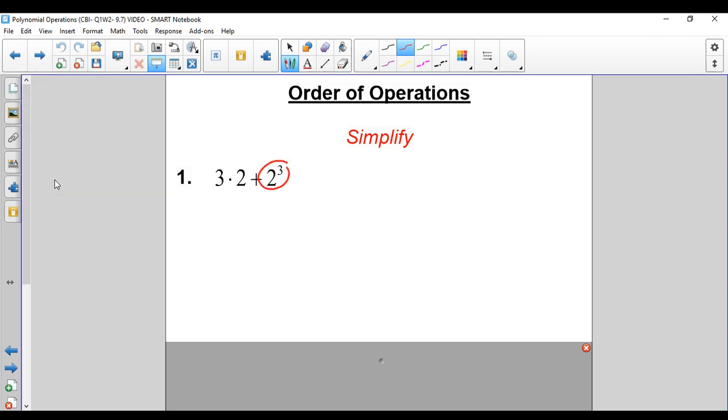We have an exponent here first that we need to take care of. So we go 3 times 2 plus 2 cubed, which is 8. Then we move on to multiplication. 6 plus 8. And then we wrap up the problem. It ends up becoming 14. We have that one to start us out. Next one.